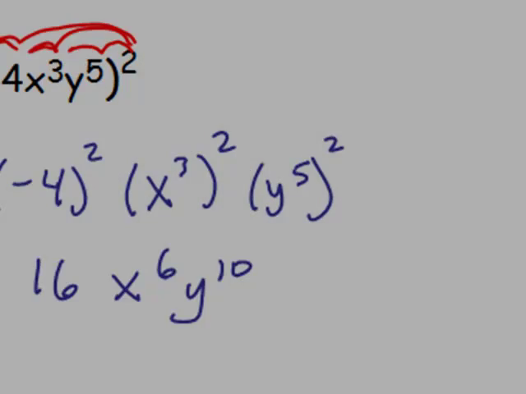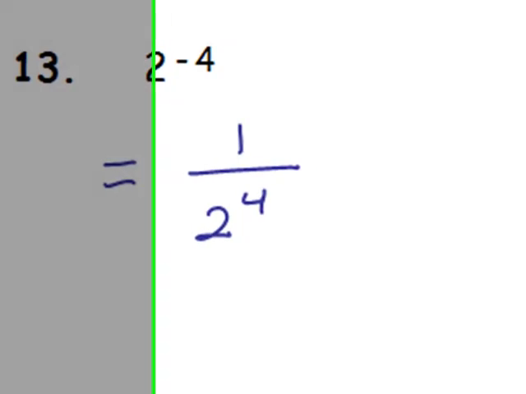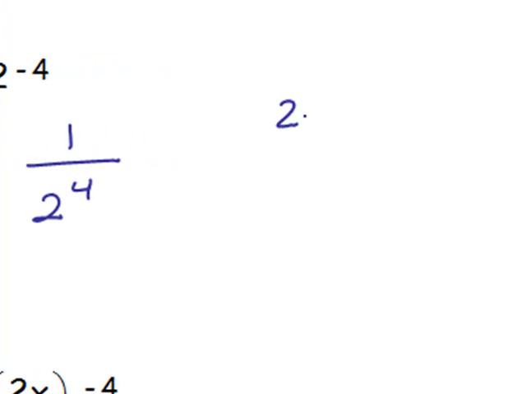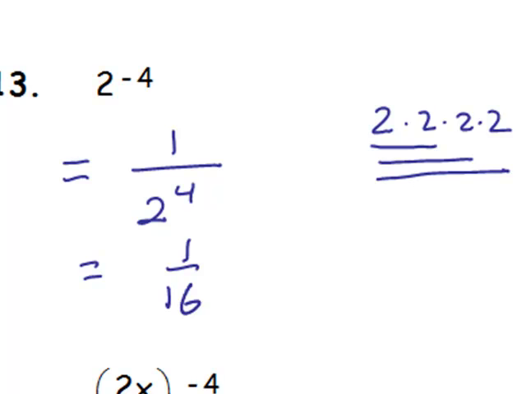In number 13, 2 to the negative 4 means 1 over 2 to the 4th. And since this is numerical, we can figure out what that is. I'm going to do that off to the side. 2 times 2 times 2 times 2. That's 2 times 2 is 4. 4 times 2 is 8. Times 2 again is 16. So this is 1/16.